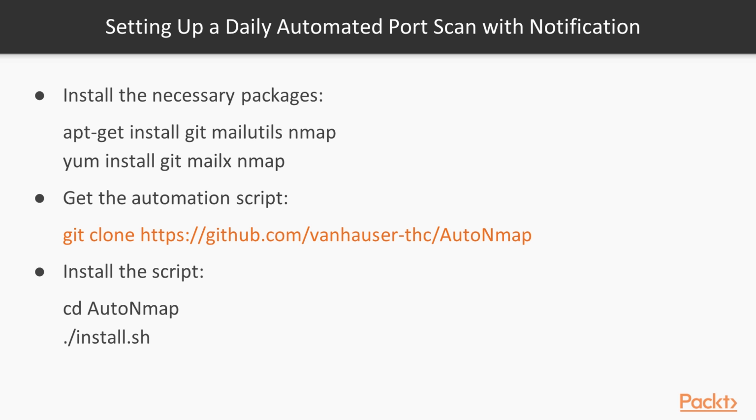This is how we configure this. We first have to install some necessary packages for our Linux distribution. If you're on Debian Ubuntu, it's apt-get install git mailutils nmap, or if you're on Red Hat CentOS, yum install git mailx nmap. Then we get the automation script. We clone a Git repository from GitHub. Then we install the script.